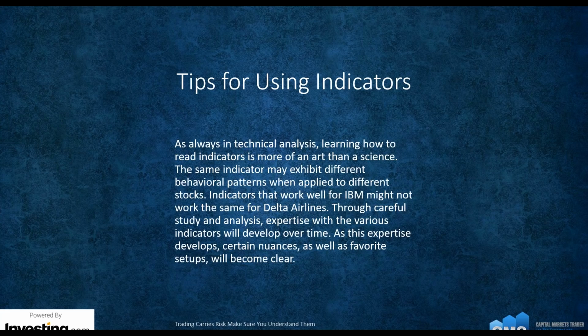The same indicator may exhibit different behavioral patterns when applied to different assets. Indicators that work well for gold or for stocks might not work well at all for cryptocurrency. Some indicators work very well in very short-term markets, 15-minute, 30-minute charts, and others are complete failures in short term because they don't react fast enough. So through careful study and analysis, expertise with the various indicators will develop over time. As this expertise develops, certain nuances as well as favorite setups will become clear.